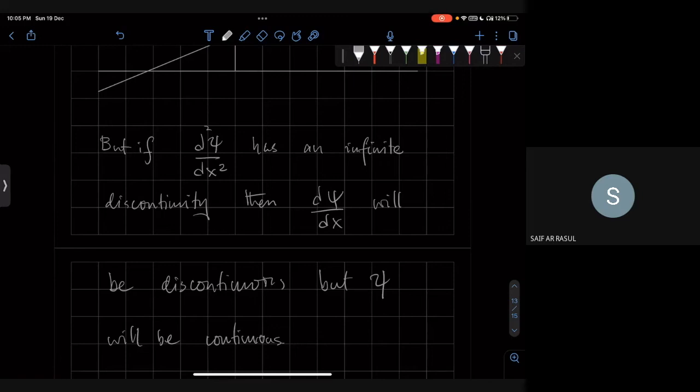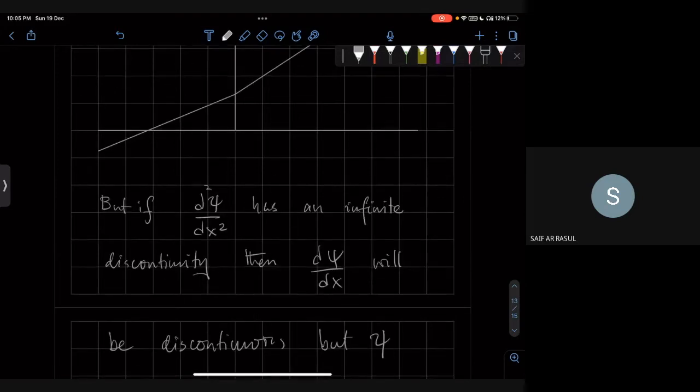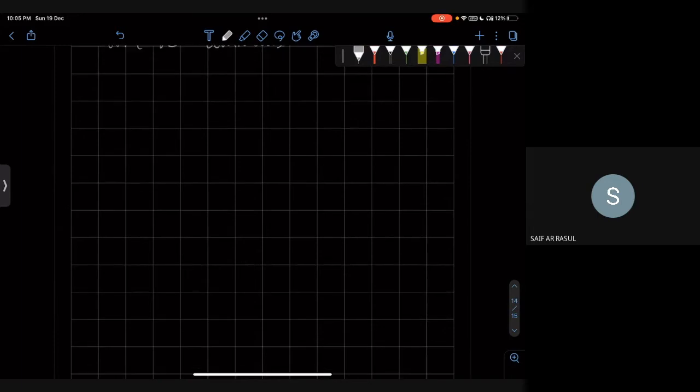Okay. So now we come to the particle in the box, because the particle in the box is a case where the second derivative has an infinite discontinuity, right? So let's look at the potential in detail.